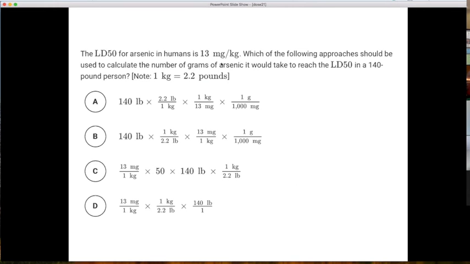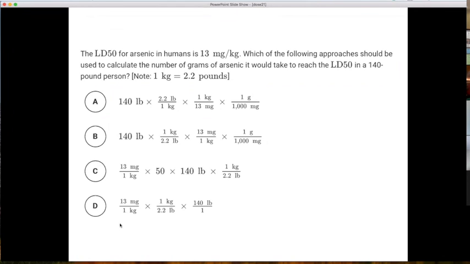This question I love. This is just factor labeling, okay? LD50 for arsenic in humans is 13 milligrams per kilogram. Which of the following approaches should be used to calculate the number of grams of arsenic it would take to blah, blah, blah. I don't even care about the rest. What I'm trying to figure out quickly, because it's multiple choice, is what am I trying to solve for? Number of grams. That's the only thing I don't know. Number of grams of arsenic. So I want to go through the problems and see which one gives me grams.